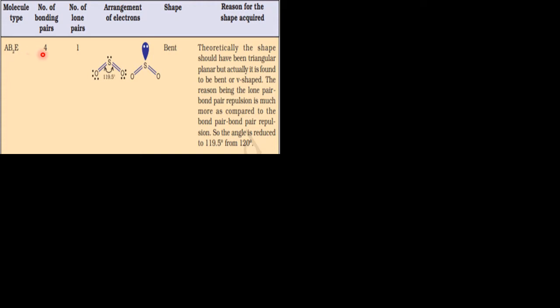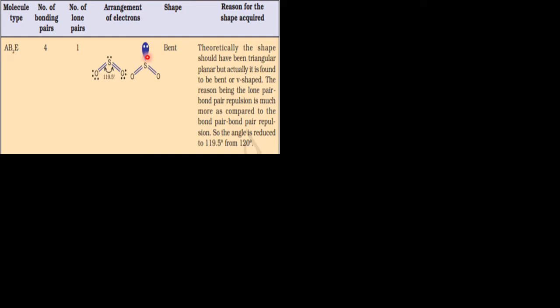So this is the general example. Now the actual example is SO2, sulfur dioxide. This is AB2 with one lone pair E. This we write on the blackboard, but because one lone pair is there, it takes some cloud in space. It looks like this.